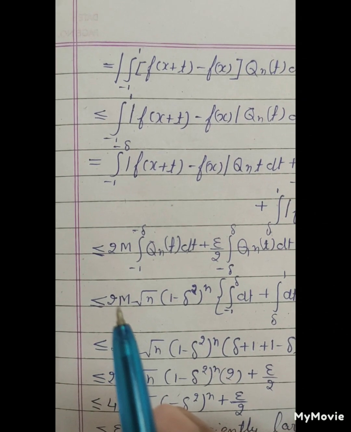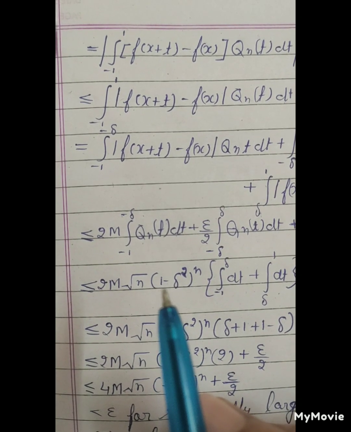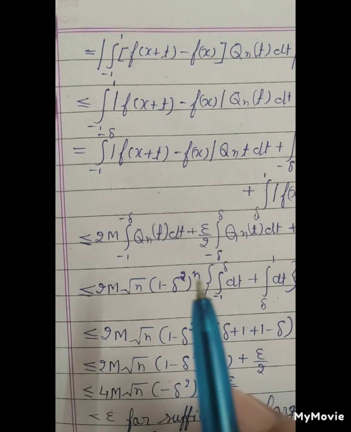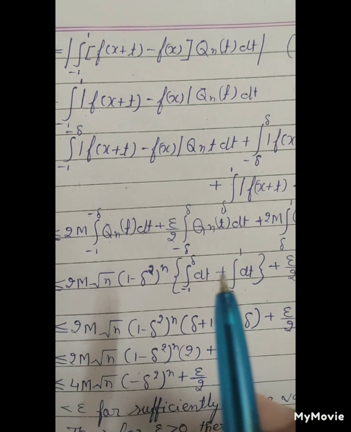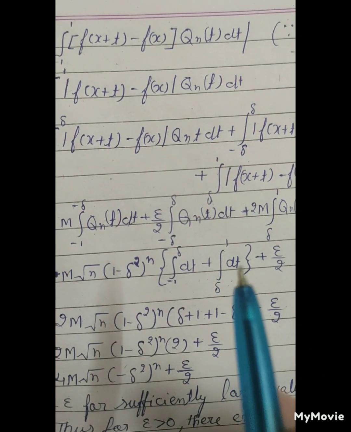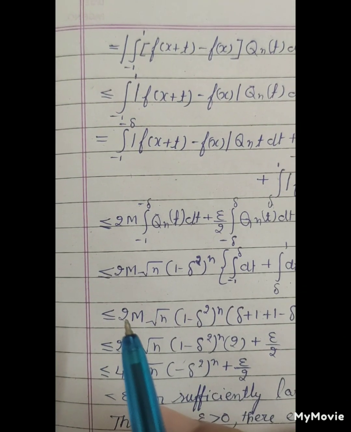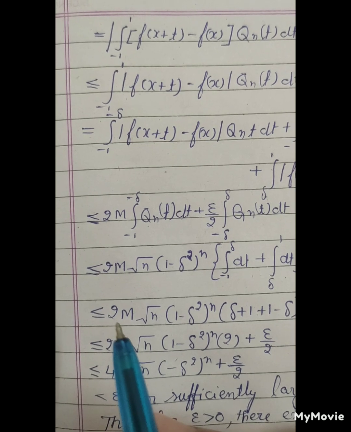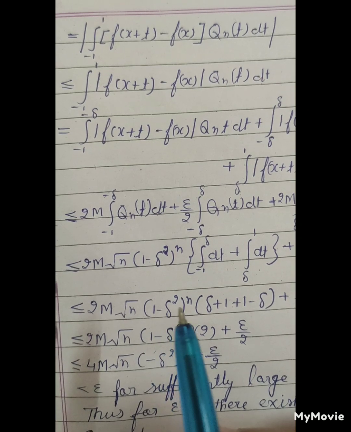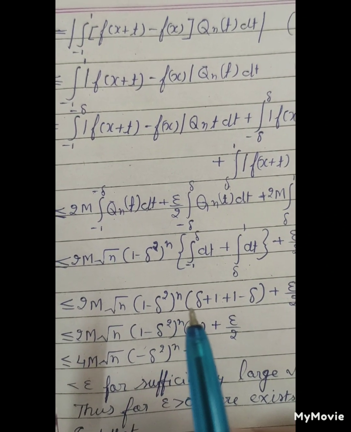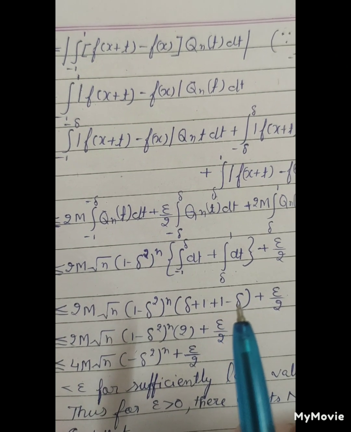This is less than or equal to 2M square root n into 1 minus delta square, whole raised to power n, into the integral from minus 1 to minus delta of dt plus the integral from delta to 1 of dt, plus epsilon by 2, using 2 and 4, which is less than or equal to 2M square root n into 1 minus delta square, whole raised to power n, into delta plus 1 minus delta.